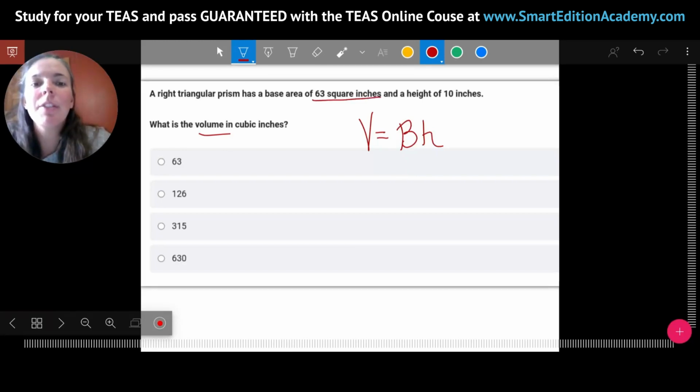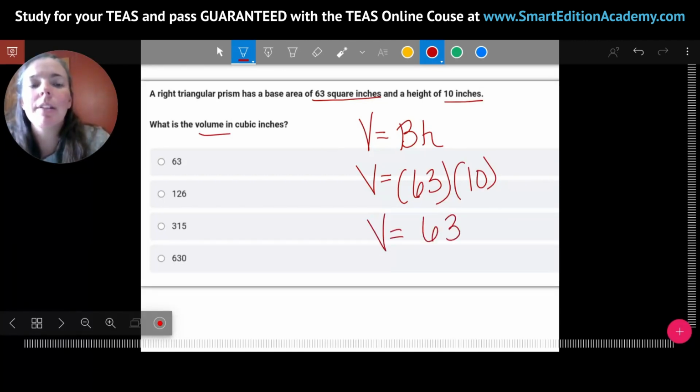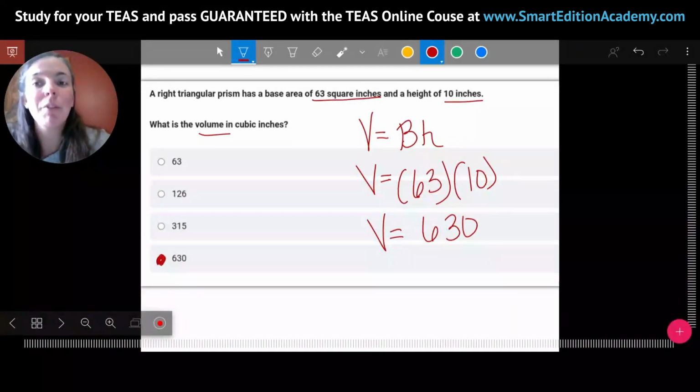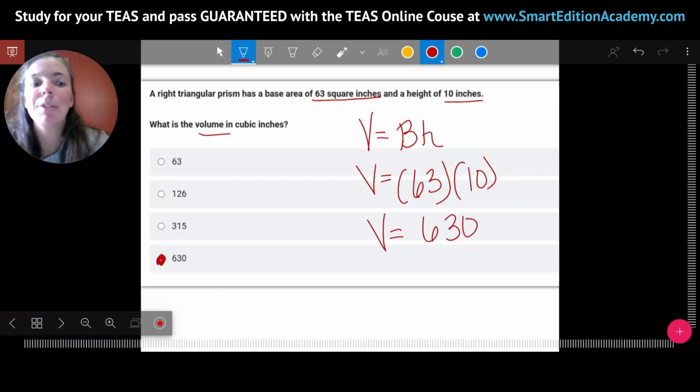So they're telling us our base area, they're telling us our height. All I have to do is plug in for those variables. So instead of the area of the base, I can write 63. Instead of the height, I can write 10. Now the volume will just be whatever that is when I multiply, which is 630. Okay, so knowing that formula is the main thing here, and then can I plug into it?